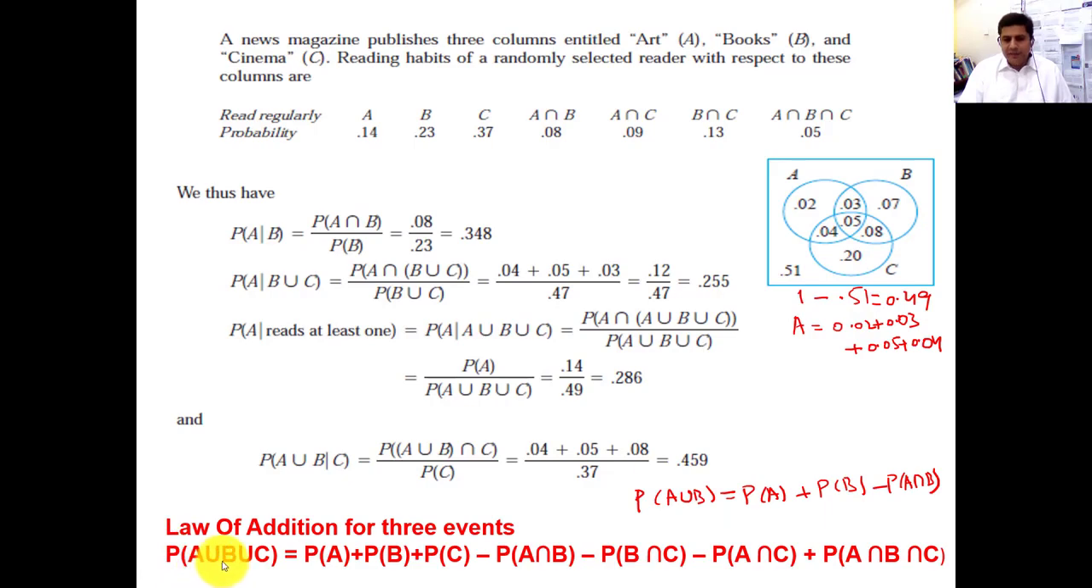Probability of A union B union C is equal to probability of A plus probability of B plus probability of C minus probability of A intersection B minus probability of B intersection C minus probability of A intersection C plus probability of A intersection B intersection C. So you can also use this law for conducting this.